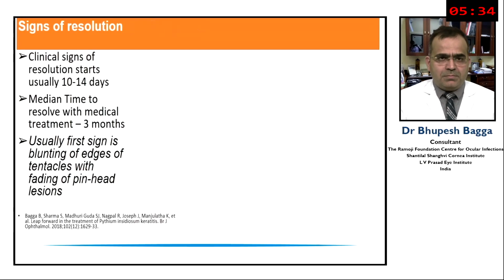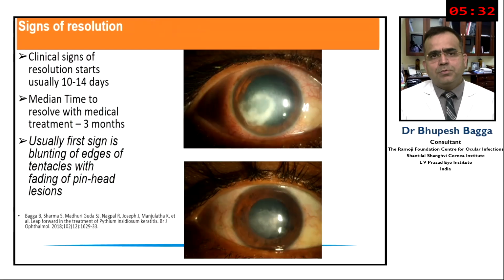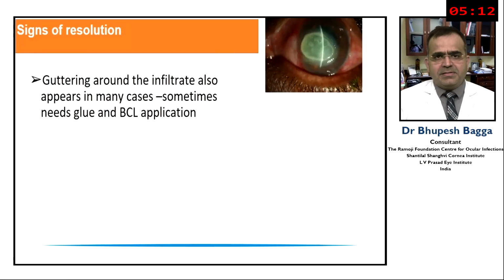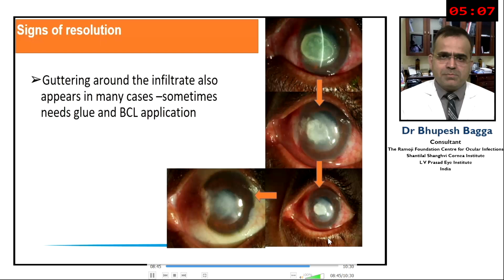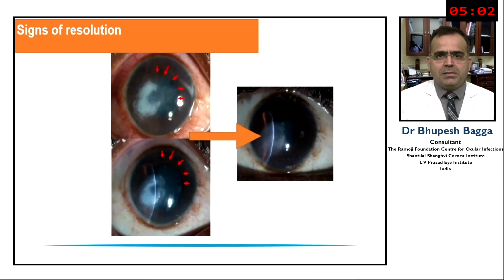And we came out with the signs of resolution, how to differentiate between worsening and resolution. Clinical signs of resolution usually start at 10 to 14 days. The median time to resolve with medical treatment is around 3 months. Usually the first sign is blunting of the edges, the tentacles, with fading of pinhead-like lesions, as can be observed here. Another classical sign is guttering around the infiltrate. In many cases thinning is more, so we have to apply glue and a bandage contact lens. So these are the classical signs of resolution as mentioned before.